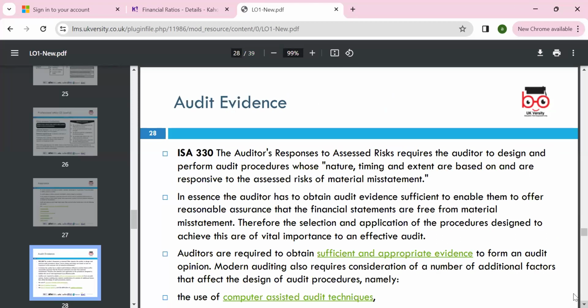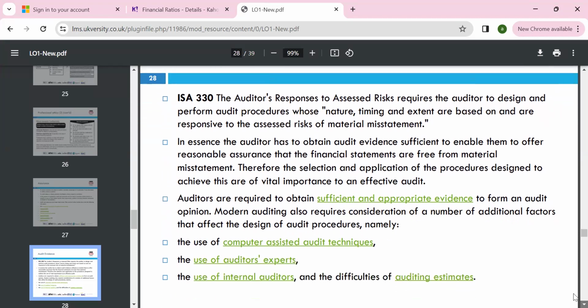properly planned. So we have ISA, which covers audits, auditor response and assessing risk. The auditors design and perform audit procedures whose nature, timing and extent are based on, and responsive to, the assessed risk of material misstatement. In a sense, the auditor obtains sufficient audit evidence to enable them to offer a reasonable opinion that the financial statements are free from material misstatement. The selection and application of the procedures is vital to the importance of an effective audit, and auditors are required to obtain sufficient appropriate evidence in the form of an audit opinion.